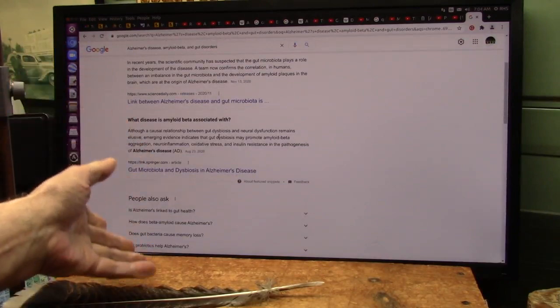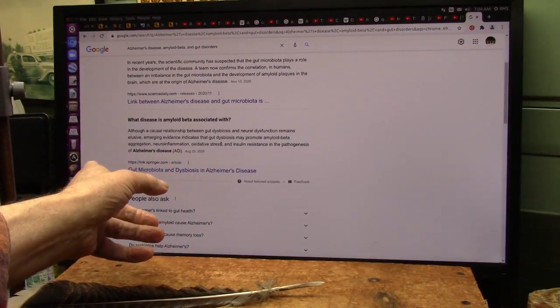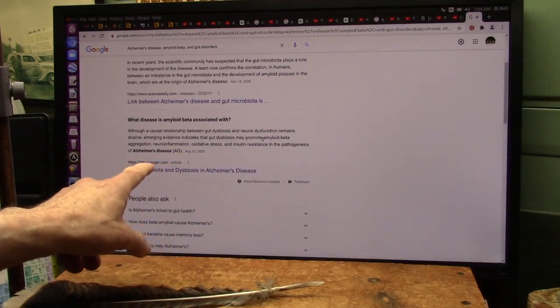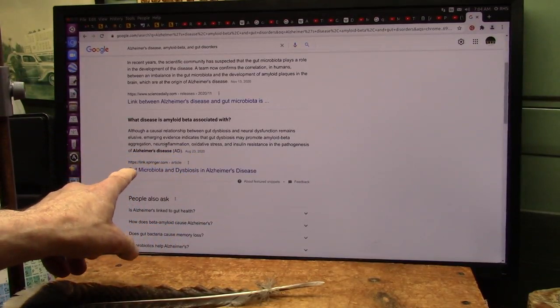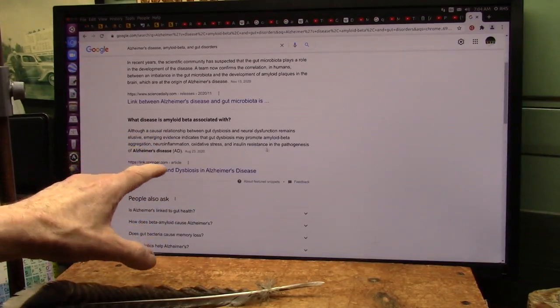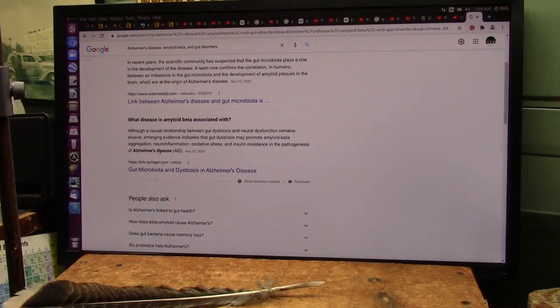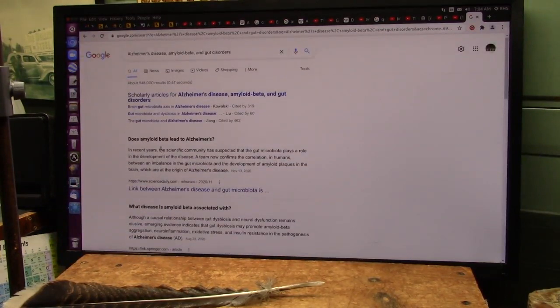And then it goes on that everybody else is finding it too, and they're finding gut dysbiosis might promote it. Beta aggregation, neuroinflammation, oxidative stress, insulin resistance, all kinds of pathogenesis in Alzheimer's disease. This is all gut microbiota. I've been talking about this for years. And if they don't solve that, these long haulers that have diseases, they never get over it because their guts still leak.